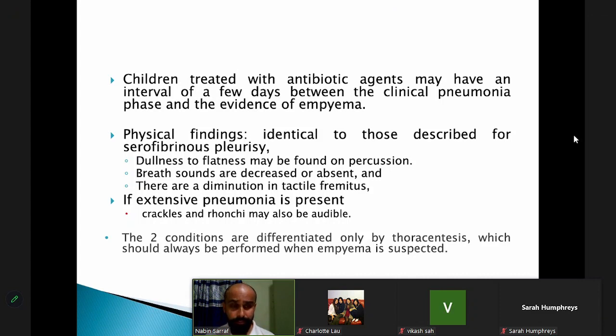Now, talking about the physical findings, the physical findings of empyema are the same as in serofibrinous pleurisy, where we see dullness or flatness during percussion, and during auscultation breath sounds are decreased or absent, or there is diminution of tactile fremitus, and sometimes we can hear crackles and rhonchi if extensive pneumonia is present. As the physical findings of empyema and serofibrinous pleurisy are the same, it is very crucial for us to differentiate between serofibrinous effusion and pus. So for that we must do thoracentesis if empyema is suspected.